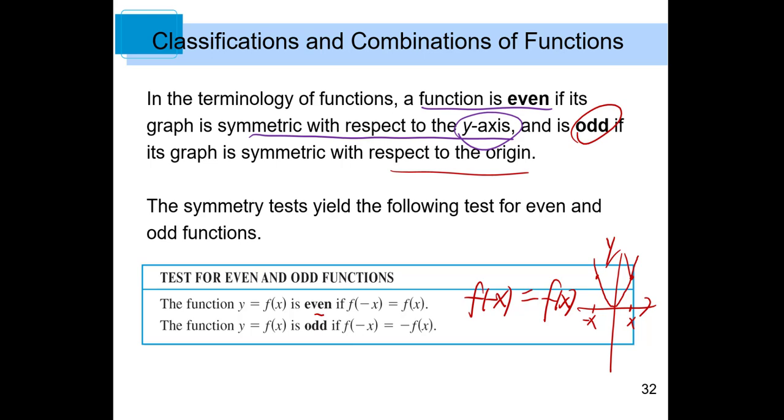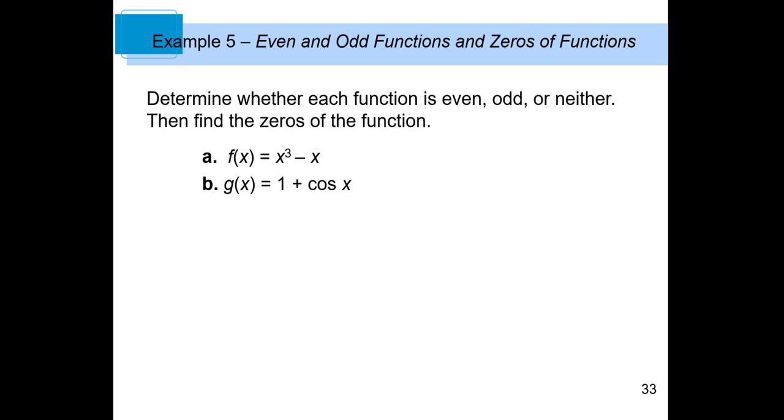And an odd function is f of negative x equals minus f of x. That means here the x values are the opposite and the y values are the opposite. So let's say the point here is (x, y), it now becomes (negative x, negative y). That's symmetrical with respect to the origin. Now let's determine whether the functions below are even, odd, or neither, right?